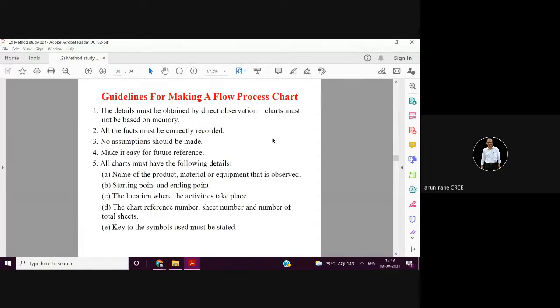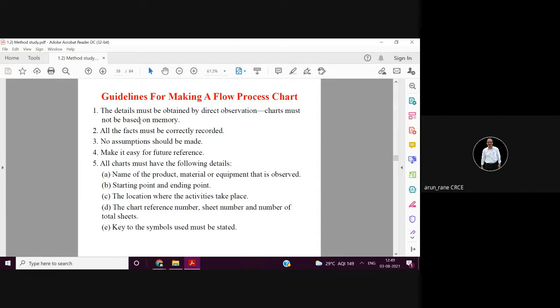Again, it is all based on the observations. This is called the walk around. That is, you are walking with the product or with the component and you are recording down the observations. If anywhere the material is stuck, then you have to write it under the heading delay or under the heading storage. That is temporary storage, permanent storage, or delay because the tools are not available or the instructions are not clear. So every activity has a symbol and you have to record accordingly.